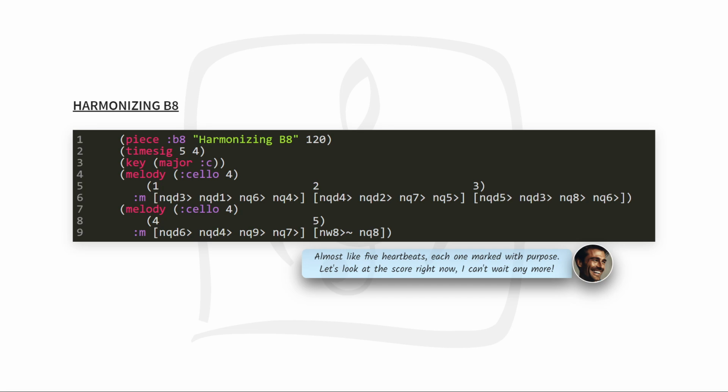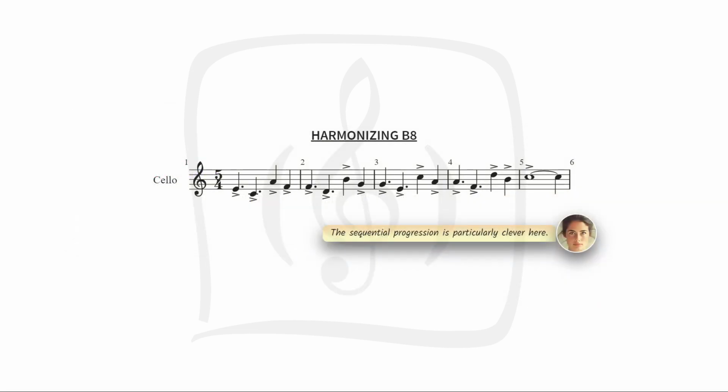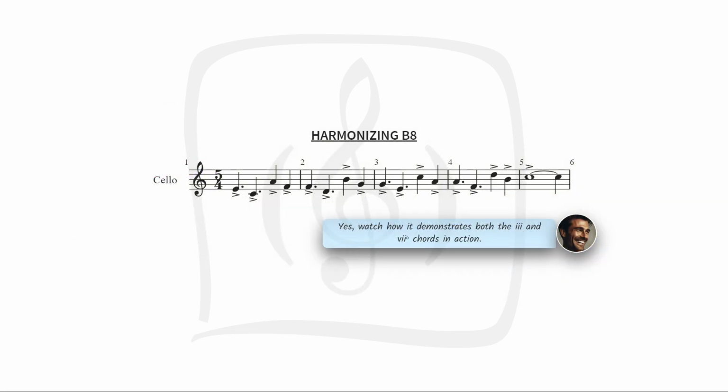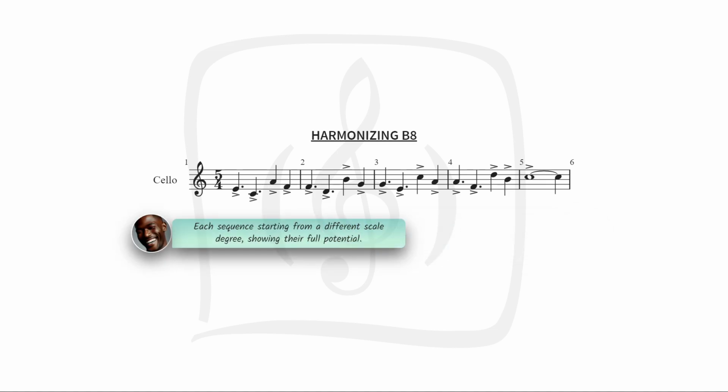I can't wait anymore. The sequential progression is particularly clever here. Yes, watch how it demonstrates both the 3rd and vii diminished chords in action. Each sequence starting from a different scale degree, showing their full potential.